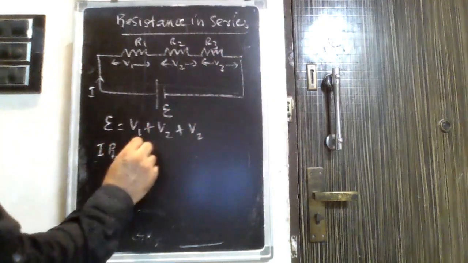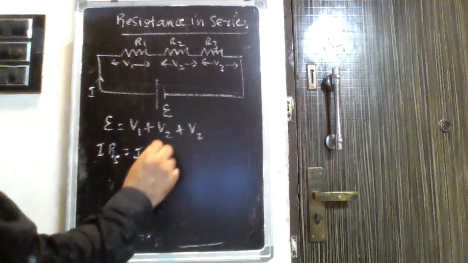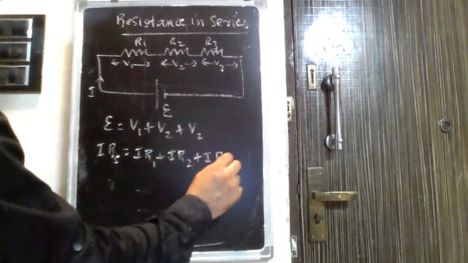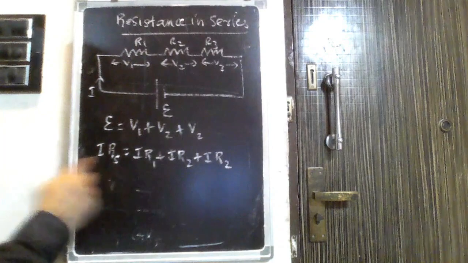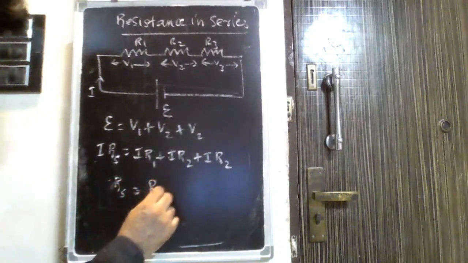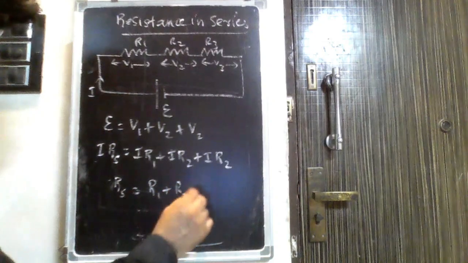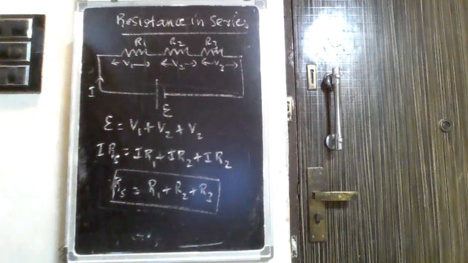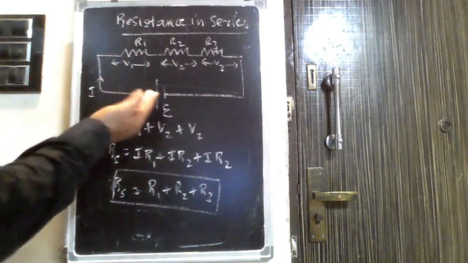So V1 is IR1, V2 will be IR2, and V3 is IR3. I is the same because it's in series, the same current flows through. So take I common and cancel. You get resistance in series equal to R1 plus R2 plus R3. So this is the basic formula for resistance in series. You know that anyway. I'm just telling you because we should have done it before.